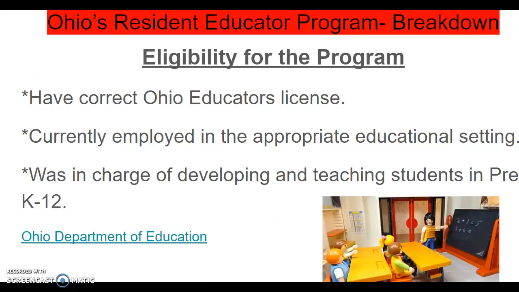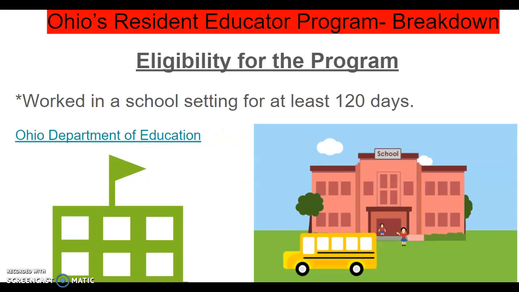Now we're going to go to the eligibility for the program. Eligibility: you have to be in possession of the correct Ohio Educator's License. You have currently been employed in the appropriate educational setting, were in charge of developing and teaching students pre-K-12, and worked in a school setting for at least 120 days of the school year.